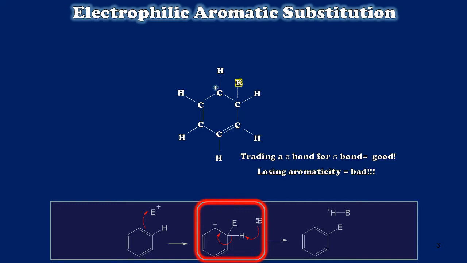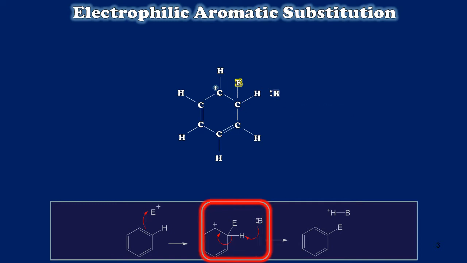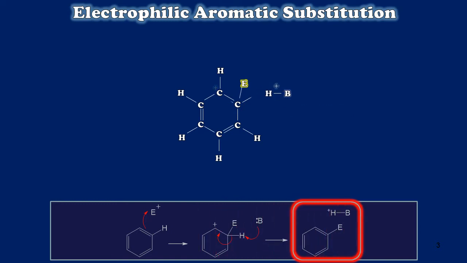And the way that it does this is by losing a proton. The intermediate is so very acidic that really anything, even remotely basic, is going to be basic enough to abstract the proton from that tetrahedral center, and in doing so, allow the ring to recover its aromaticity. This is the final step of electrophilic aromatic substitution. And as you can see, we've replaced what was originally a hydrogen on the ring of benzene with a new electrophile substrate.